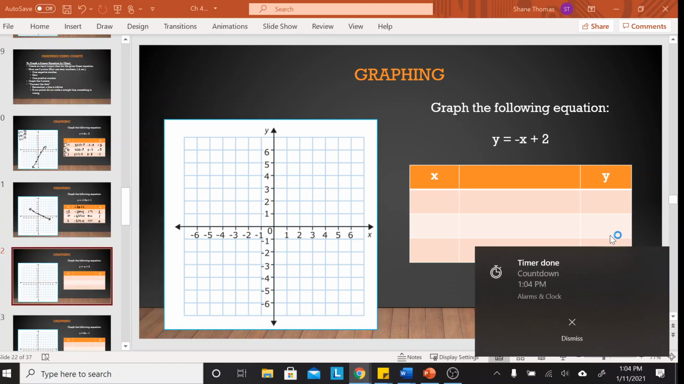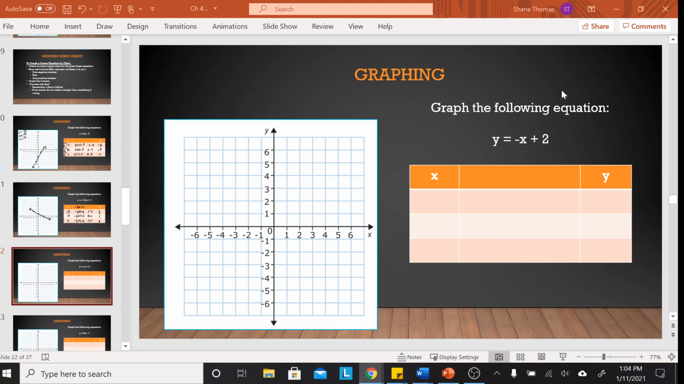Alrighty. So let's see. Noah Houck, what points did you pick to put in for your X? I did 4, -3, and 6. All right. Or did I? Uh, 4 and -3. I like those two. So we'll use those two. All right. 4 and -3.